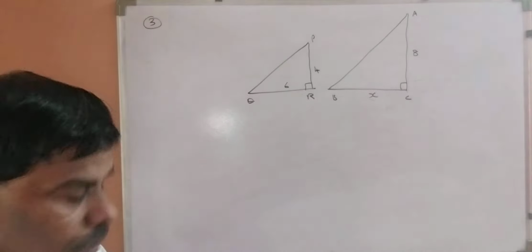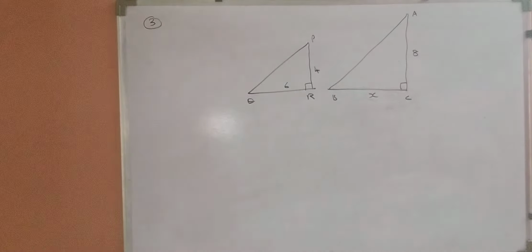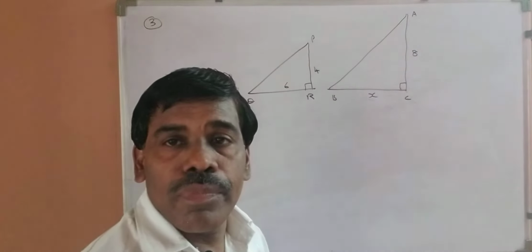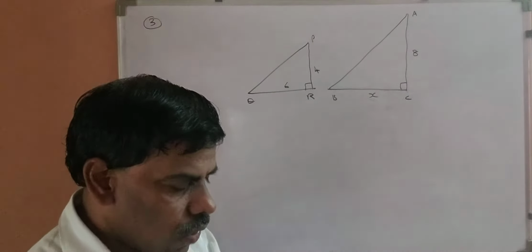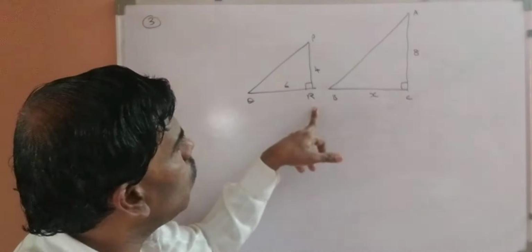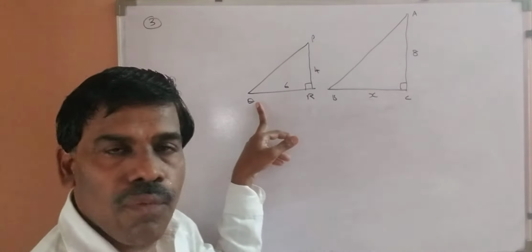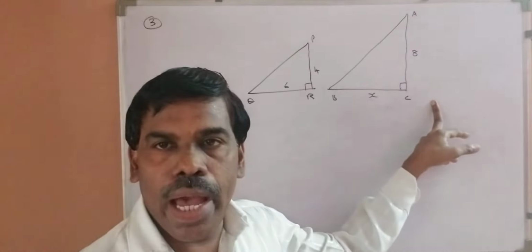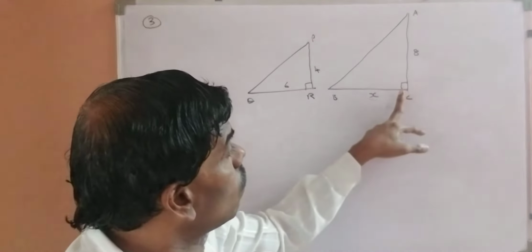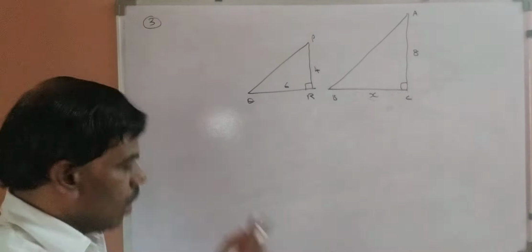Now look at this here. We kept one pole PR here having height 4. The other pole is there, AC, of height 8. Now what happened? We have to find out. See here, this pole PR with height 4 is casting a shadow of length 6. Now here we have put another pole. What is the height? 8. So what will be the length of the shadow it casts? You have to find out. That is the sum.